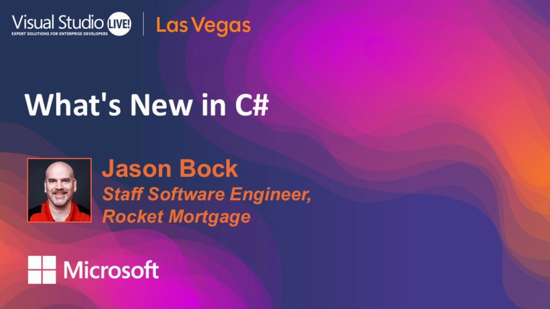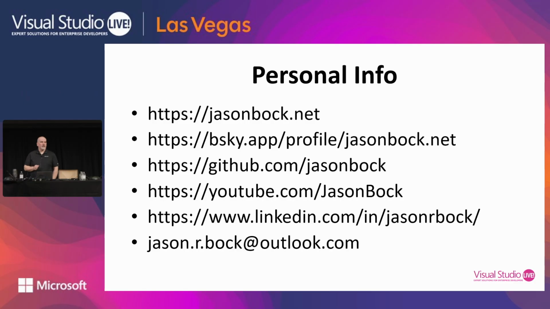Let's get started. My name is Jason Bock. I'm a staff software engineer at Rocket Mortgage, and my talk in this session is what's new in C#. Here's a little bit of information about myself.